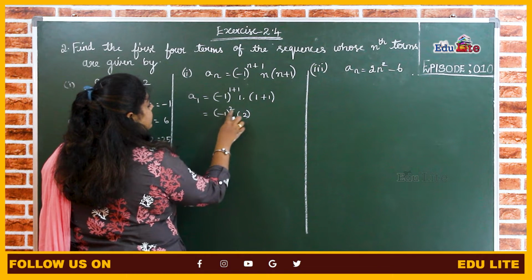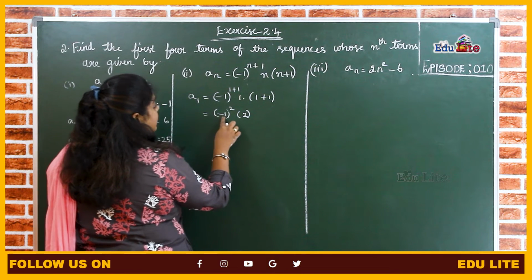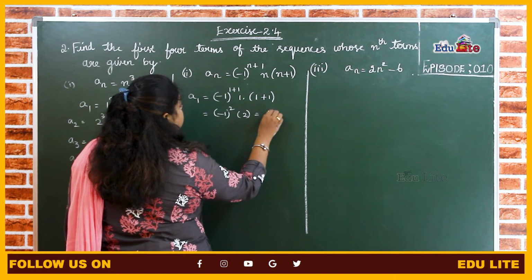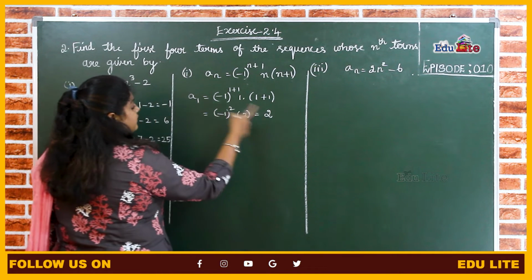Now, (minus 1) squared, if it is an even power, minus will vanish. Therefore, it will become plus 1 into 2, which will give me 2. The first term of the sequence is 2.